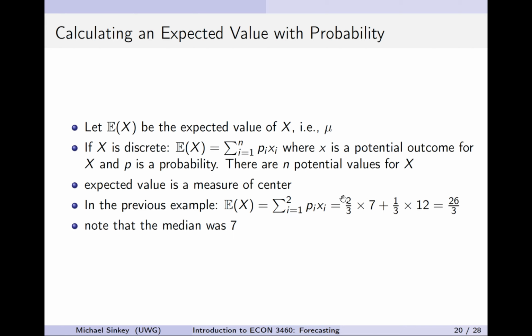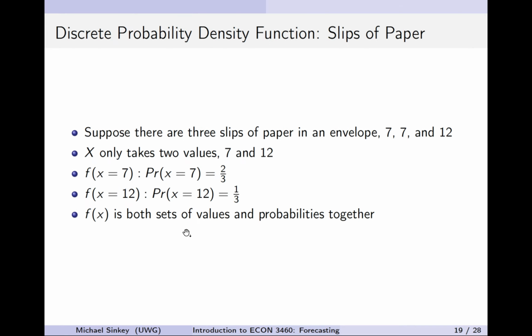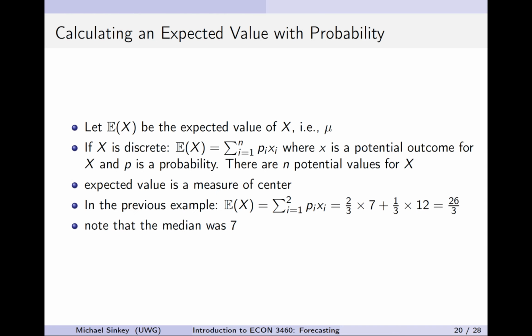So in this example, where we have 3 slips of paper in the envelope, 7, 7, and 12, there's a 2/3 chance of getting 7, so the probability of 7 is 2/3. 7 is the xi. So I have 2/3 times 7 plus 1/3 times 12. So I have 14/3 plus 12/3, that's 26/3, 8.67.